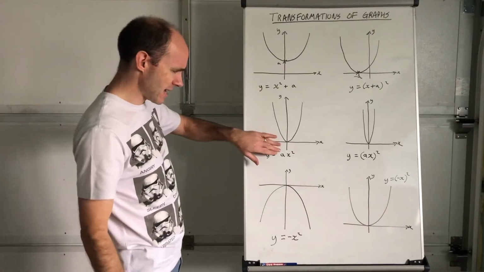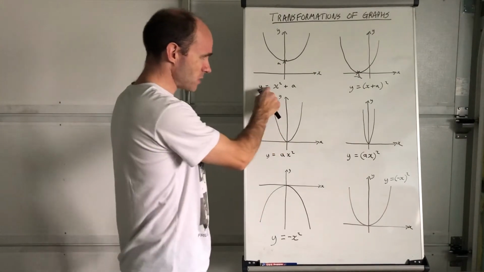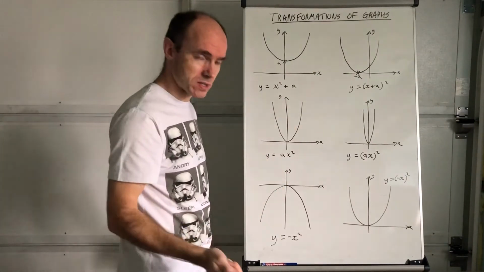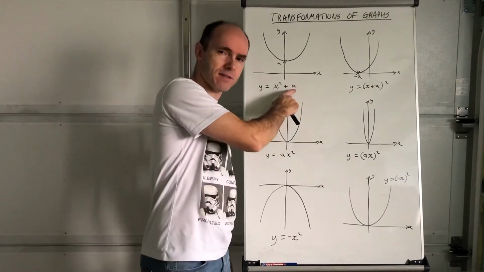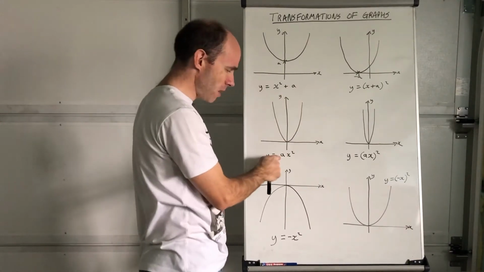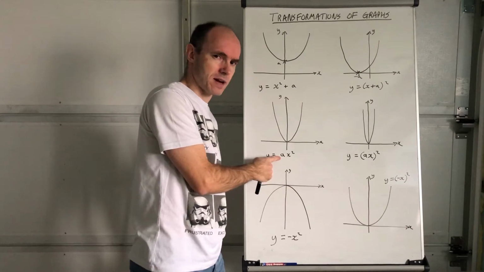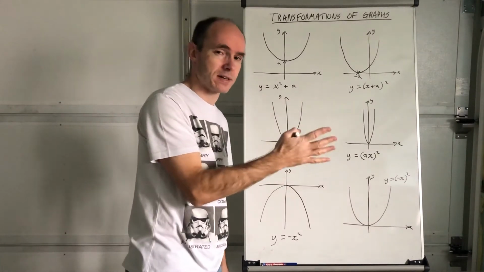And then a x squared. Well, a bit like this one really. What's happening to the y coordinates? In this one, you're adding on a value to the y coordinates here. You're multiplying all the y coordinates by this factor. That's why it's a stretch of a factor, okay?